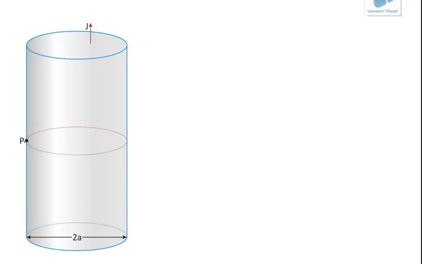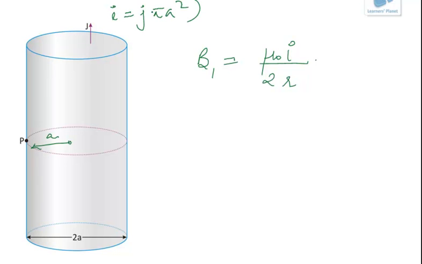Now at this point P, if you wish to find the magnetic field for an infinitely long wire at a distance r, it is given by mu naught I upon 2 pi r. Now in this case the distance r is a. Okay, and what is the value of current I? Current I is J into pi a square. So B1 can be written as mu naught J times pi a square divided by 2 pi times a.